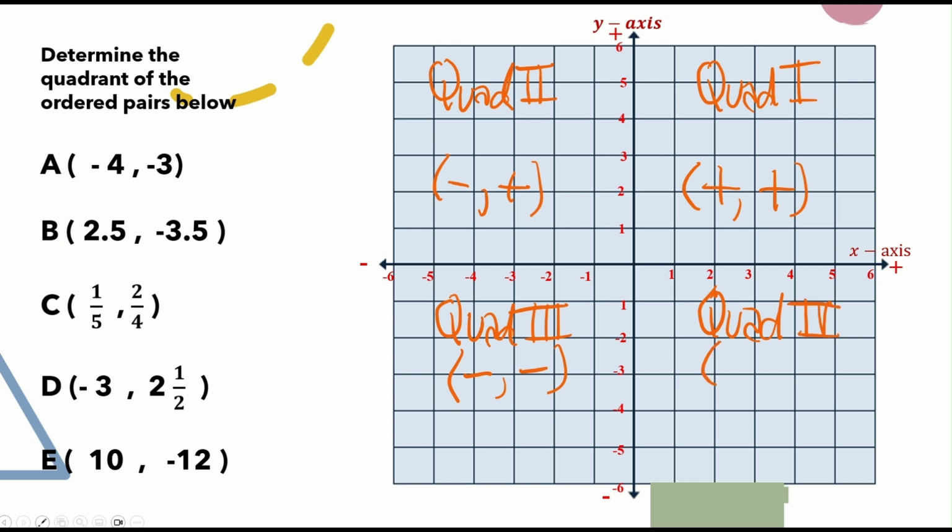So regardless of whether the number is a positive or a negative, a fraction or a decimal, follow these methods. We know it has to be positive, positive; negative, positive; negative, negative; and positive, negative for each of these quadrants. So let's look at the first one. So we have a negative, negative. Let's look and see which quadrant has a negative, negative. Quadrant three has negative, negative. So therefore, A would be in quadrant three.